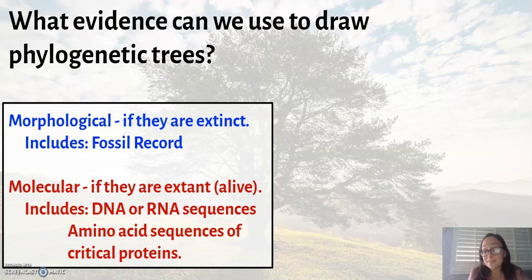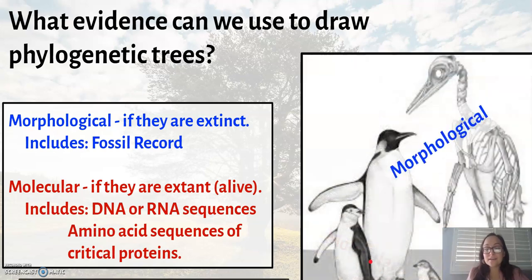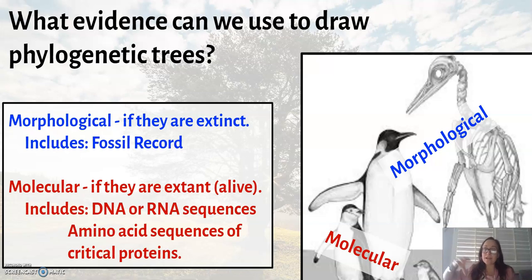But if we have living species, it's going to be more accurate to use molecular data. So morphological is good if that's the best you have. But in morphological data, you do need to be aware that things like convergent evolution can be misleading.